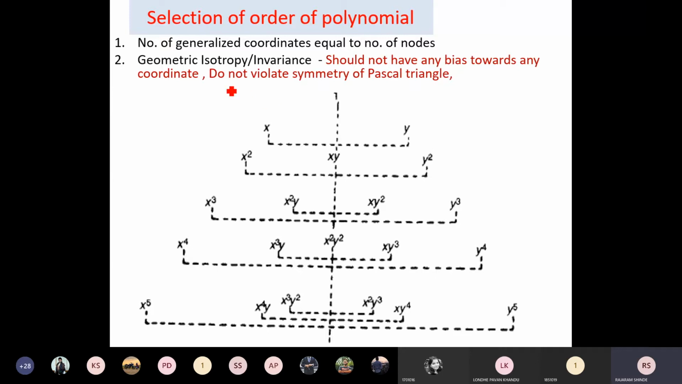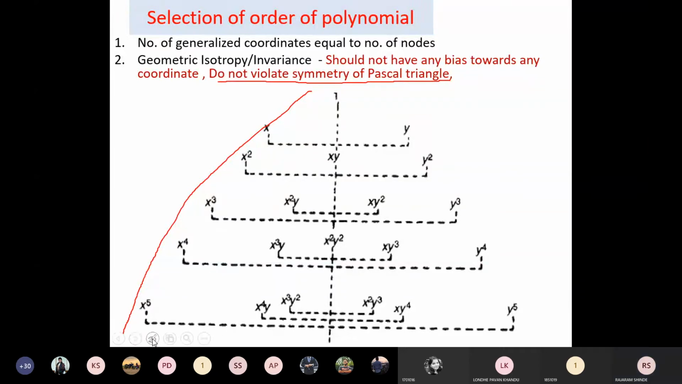Here that will be described by symmetry of the Pascal's triangle. That means interpolation polynomial should not violate the symmetry of Pascal's triangle. Now, what is the Pascal's triangle? You see here this image. See here, this is the Pascal's triangle.